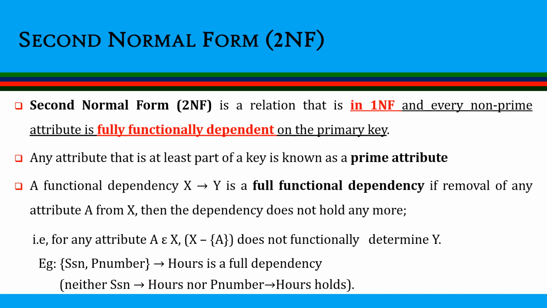So the first normal form states that every domain attribute should consist of only atomic values. It should not contain any repeating groups. Okay, fine. Now let's discuss the second normal form.